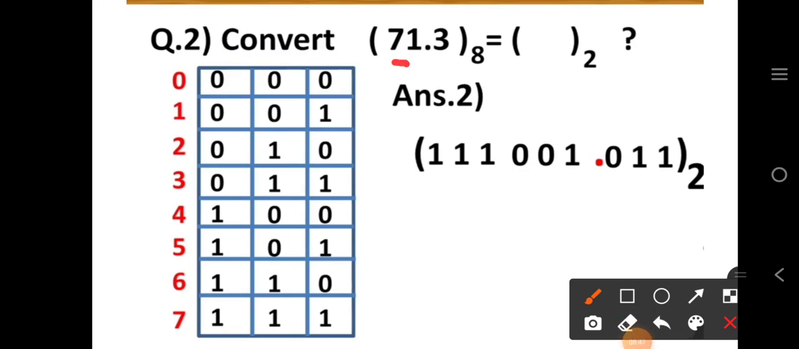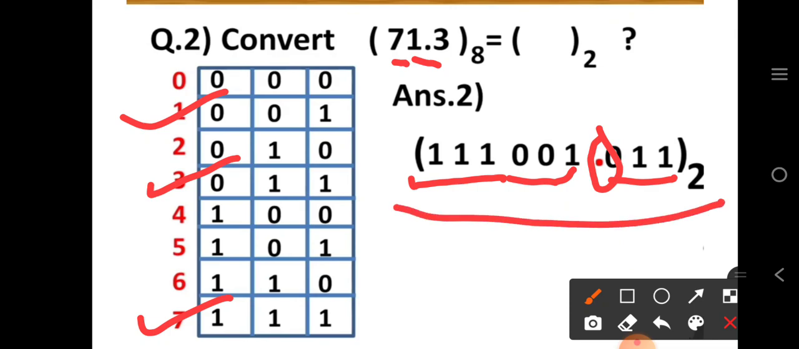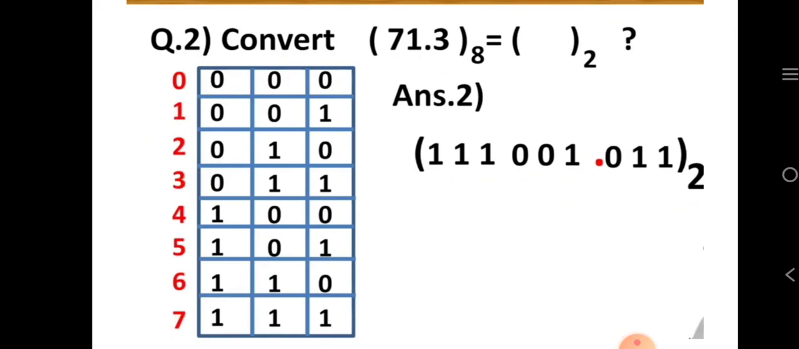So the first digit is 7. What is the code for 7? It is 111. Then the second digit is 1. What is the code for 1? It is 001. And then we have a decimal point, so we write the decimal point as it is. And the last digit is 3. What is the code for 3? It is 011. So this is the binary number which is the conversion of the octal number 71.3. Clear? Then let's move to the next slide.